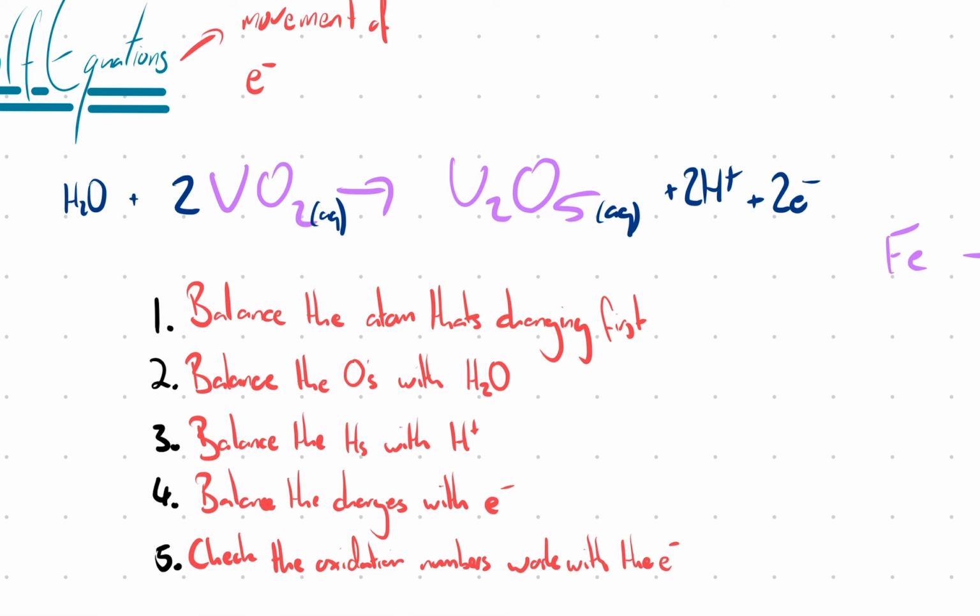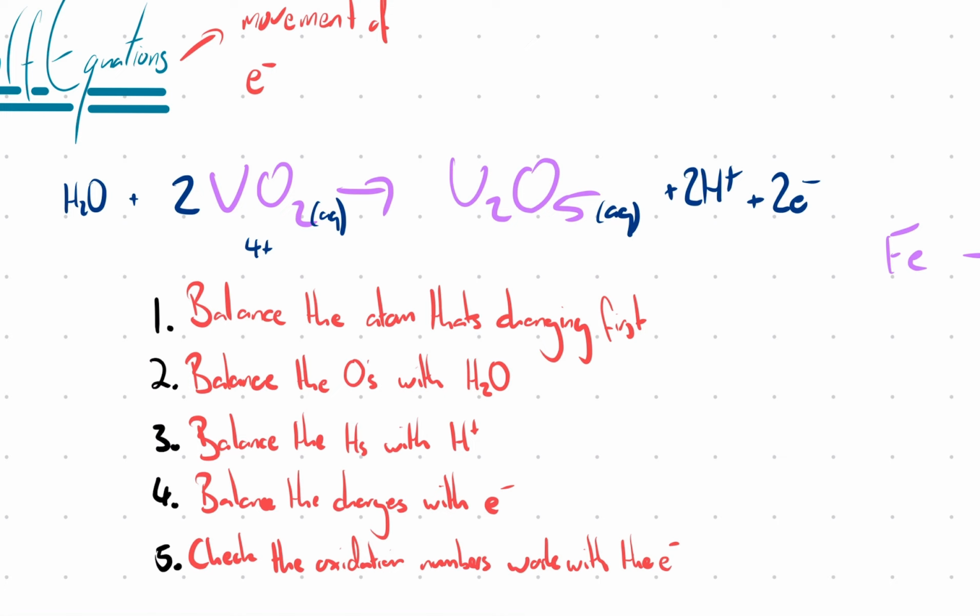So on the right-hand side, oxygen's in group 6, so it's got a 2- oxidation state. We've got 2 of those. We know everything's going to equal 0 because we've got no charge on the outside. We've only got 1 vanadium here. So the vanadium must be 4+.